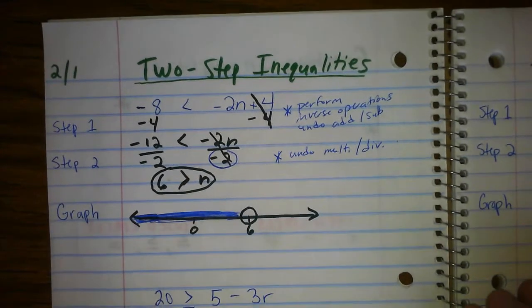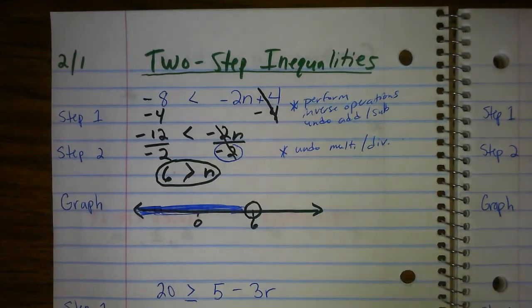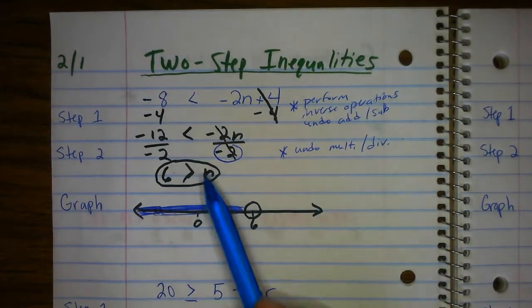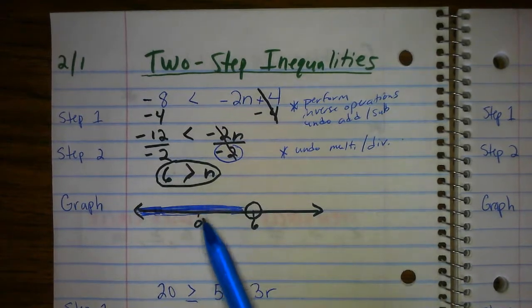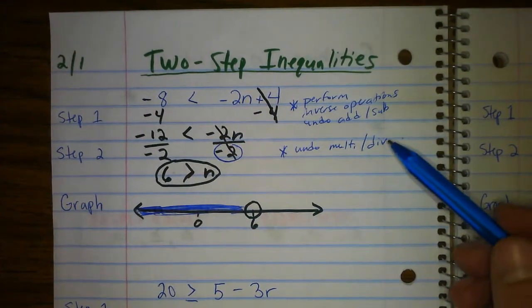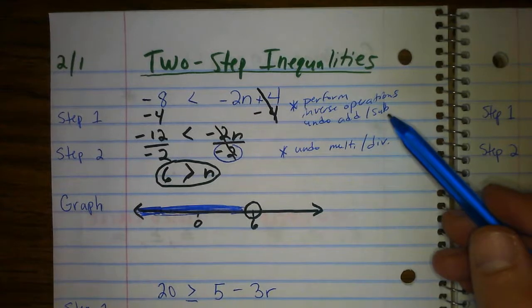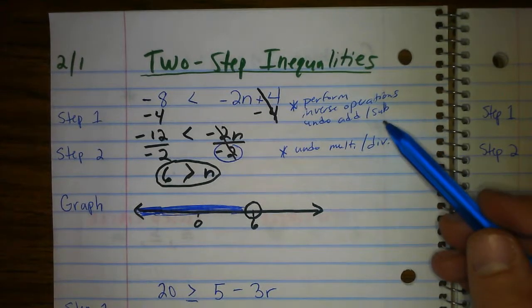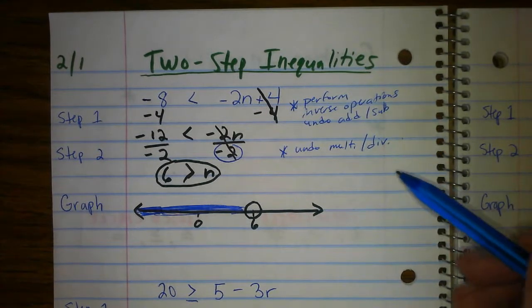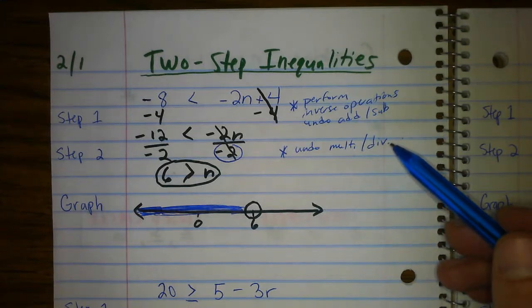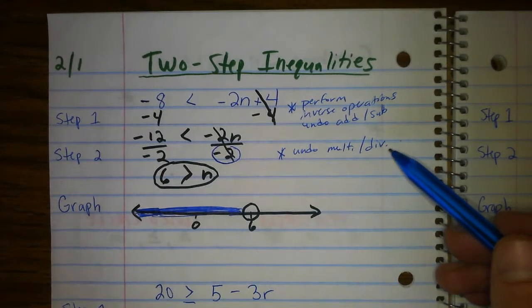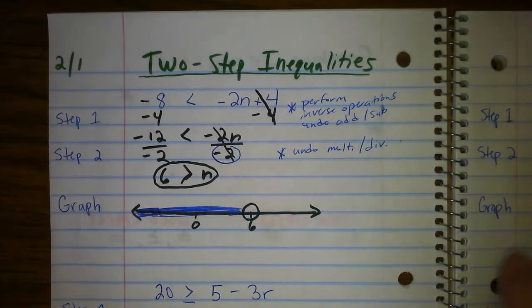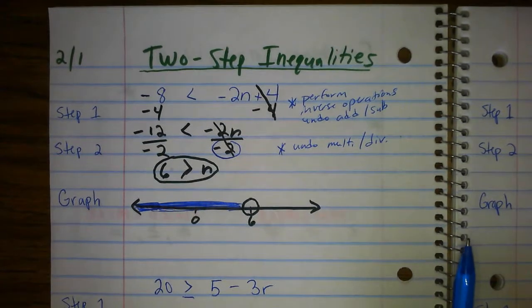Alright, so I'd like for you to copy that into your notebooks. Step 1, Step 2, the answer, the graph, and these notes over here. Step 1 is perform inverse operations, undoing addition, subtraction. Step 2 is again performing inverse operations, this time undoing multiply and divide. Alright, so that's your first example.